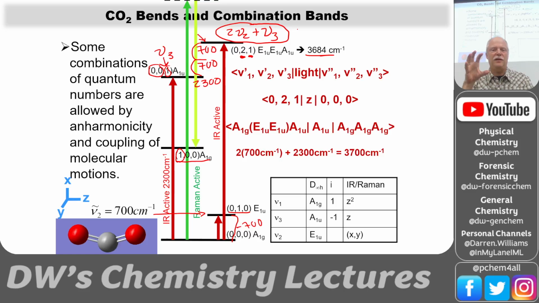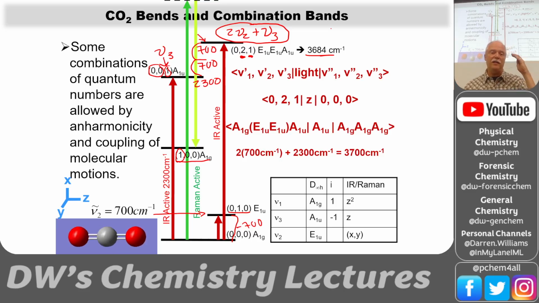And so this is where we get what I just added up. 2 times 700 plus 2300 gives you 3700, and that's pretty close to the 3684. And so that's how they come up with that. They're like, we've got a motion at 3684. How do we get that number? And they could add up all of these.